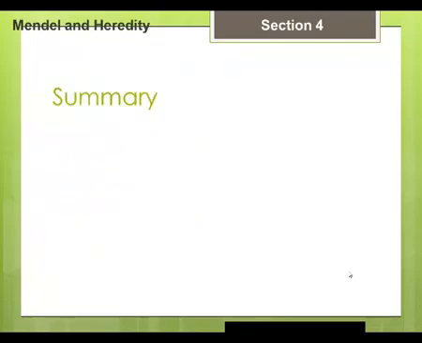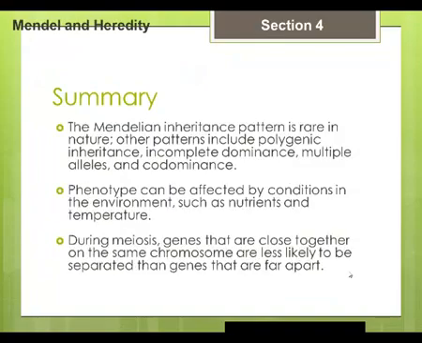So in summary, the Mendelian inheritance pattern is rare in nature. Other patterns include polygenic inheritance, incomplete dominance, multiple alleles, and codominance. Phenotype can be affected by conditions in the environment, such as nutrients and temperature. And then during meiosis, genes that are close together on the same chromosome are less likely to be separated than genes that are far apart.